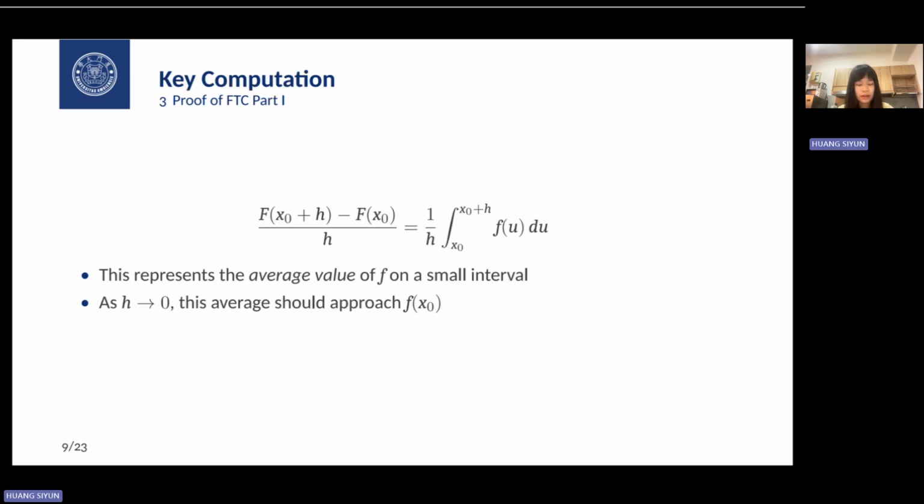Using properties of integrals, we can rewrite this difference quotient as another integral. This new integral represents the average value of the original function over a tiny interval. Intuitively, as this interval shrinks to 0, the average value of the function over it should get closer and closer to the function's exact value at our point of interest.